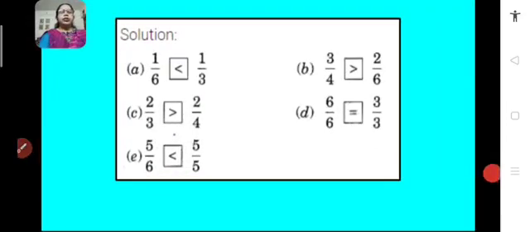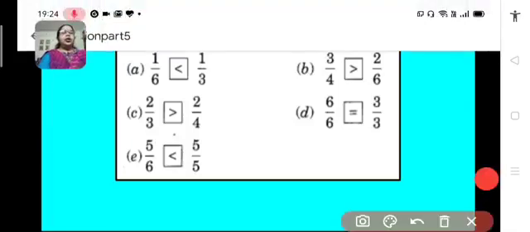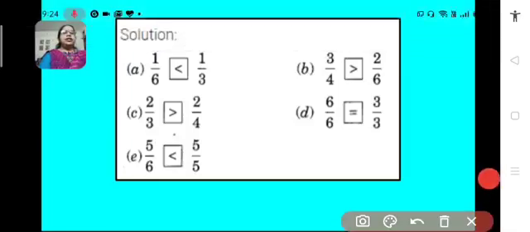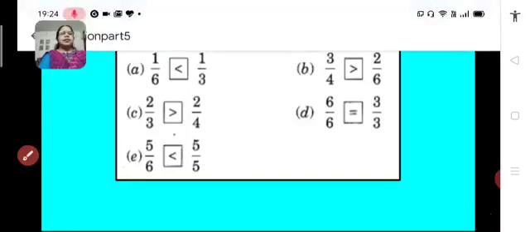So we have given the solutions here. A, 1 upon 6 is less than 1 upon 3. B, 2 upon 4 is greater than 2 upon 6. Then C, 2 upon 3 is greater than 2 upon 4. D, they are equal, 6 upon 6 and 3 upon 3 both represent 1. So they are equal. E, 5 upon 5 is greater than 5 upon 6.